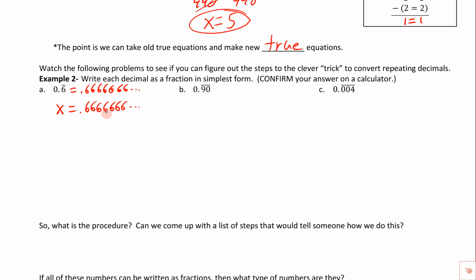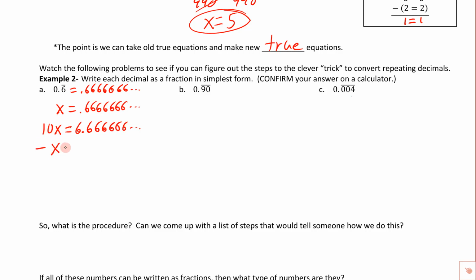And then I'm going to take this equation and multiply both sides by 10. So 10 times this side would be 10x. And if I multiply this side by 10, I'm going to move the decimal over one place. So this is going to be 6.666, just a bunch of sixes here with a dot, dot, dot. And then here's where it gets really, really clever. I'm going to take this equation for x, and I'm going to subtract it from this equation for 10x.